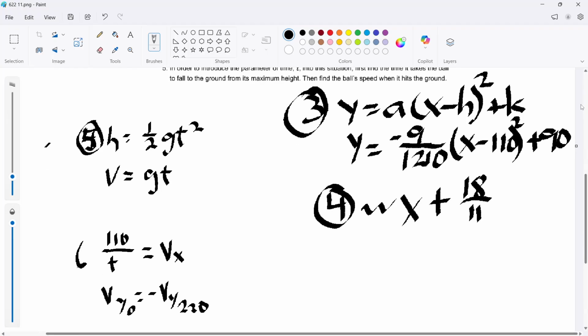And now if I plug in x equals 0, because I want the derivative at the origin when x equals 0, I get something times 0. That goes away, plus 18 elevenths. So 18 elevenths is the slope.